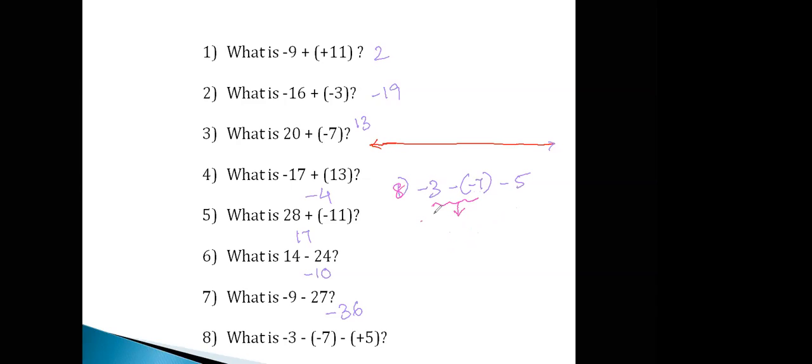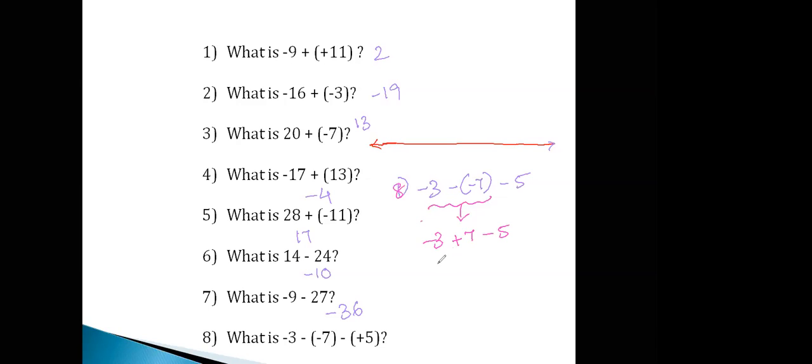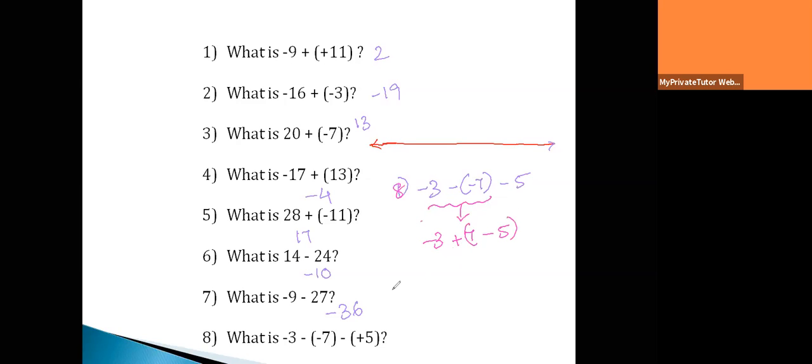As it's -3 minus -7, it becomes -3 plus 7 minus 5. You can do either -3 plus 7 or plus 7 minus 5. Let's try this. This is the associative property, isn't it?